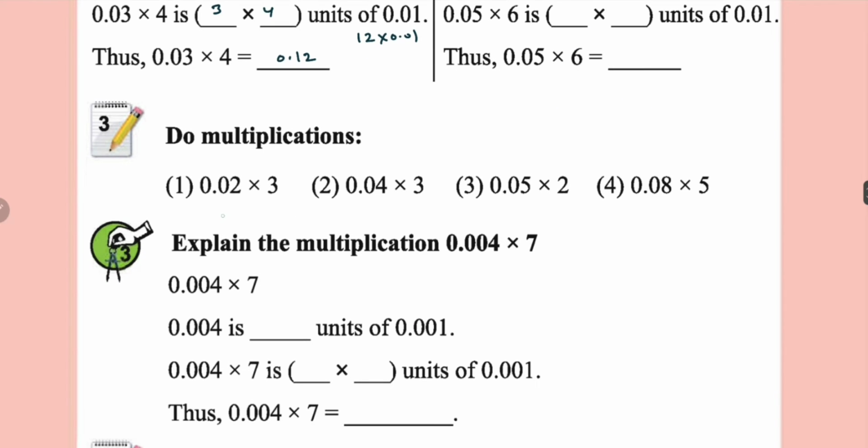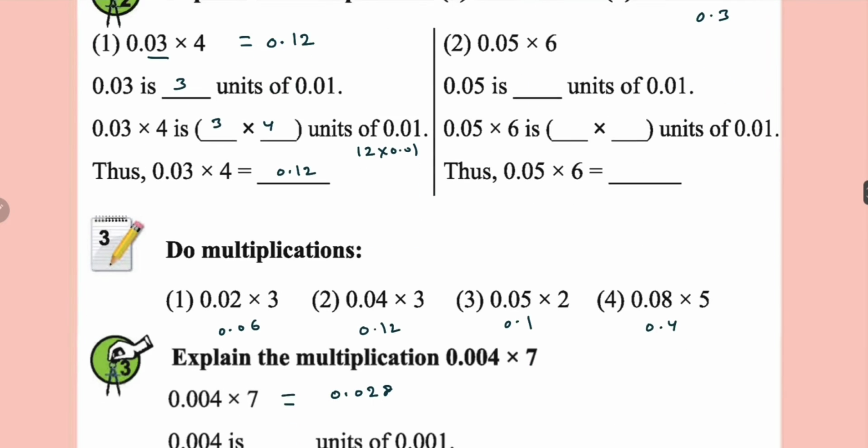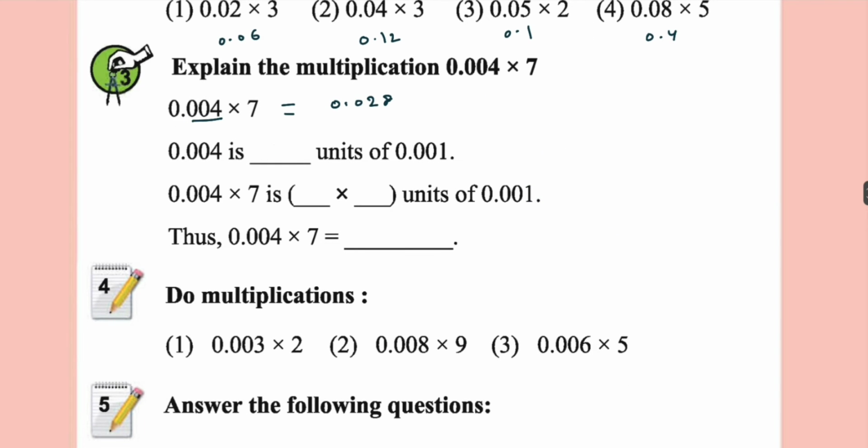Okay, we'll do the multiplication here. 0.06 is 0.12, 0.1, 0.4. Okay, you can cross check. What about here? 28, so 0.028. Okay, the number of decimal places here is 3.